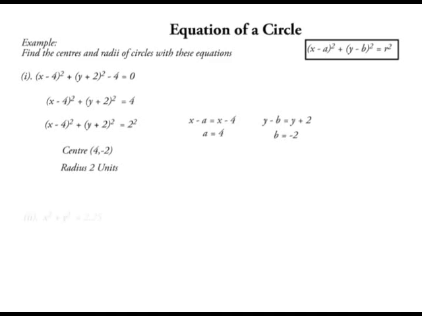Second one, x squared plus y squared is equal to 2.25. We rearrange that. This is the same as x minus 0 squared plus y minus 0 squared is equal to 2.25, which is the same as 1.5 squared. So we shall have the center at (0, 0), and the radius is 1.5 units.